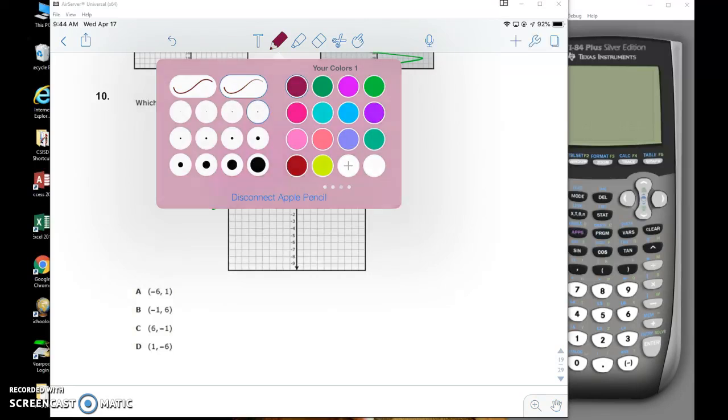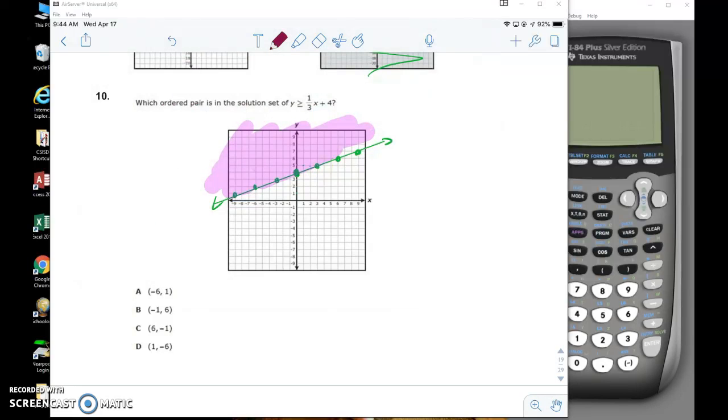I would plot all these points on the graph. Negative 6, 1. Not in the solution. Negative 1, positive 6 is in the solution. 6, negative 1, not in the solution. And 1, negative 6. The correct answer should have been B.